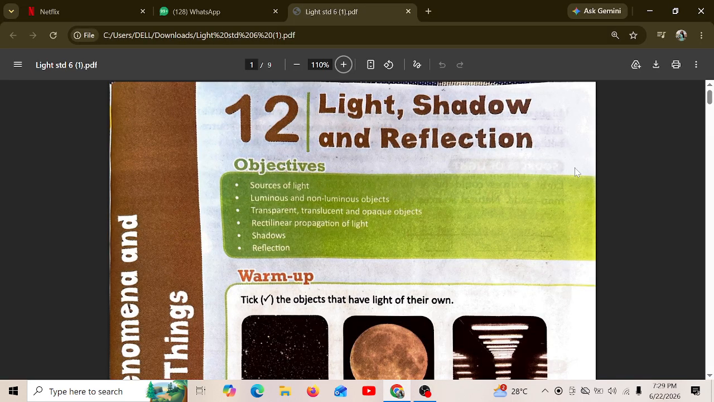Hello, children. Have you ever wondered why your shadow follows you everywhere? Why you can see yourself in a mirror or why the moon shines at night? Let's uncover these amazing mysteries of light together.